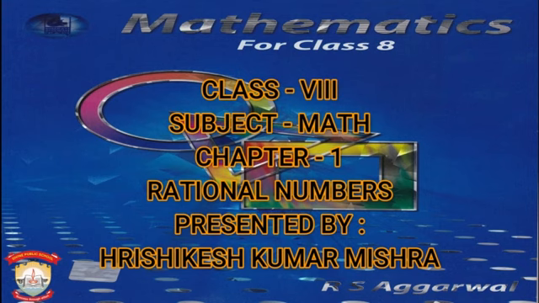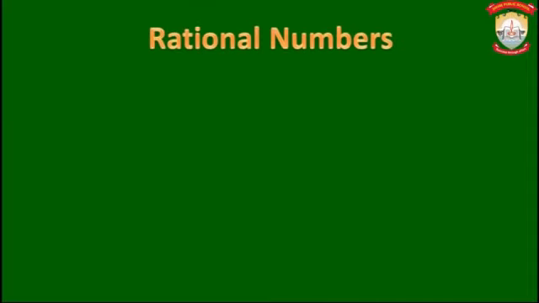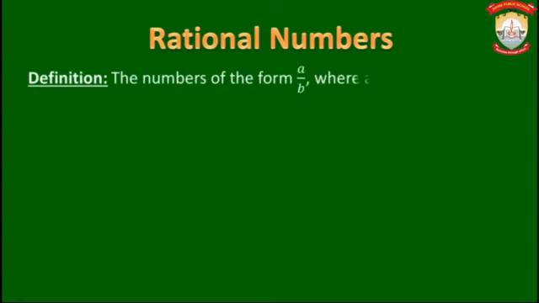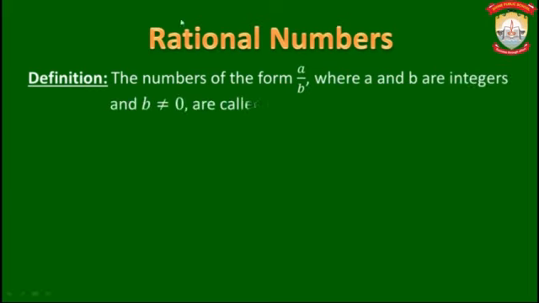Today in this class we are going to start our first chapter, rational numbers. So let's start. First of all, we will understand the definition of rational numbers. The numbers of the form a upon b, where a and b are integers and b is not equal to 0, are called rational numbers.